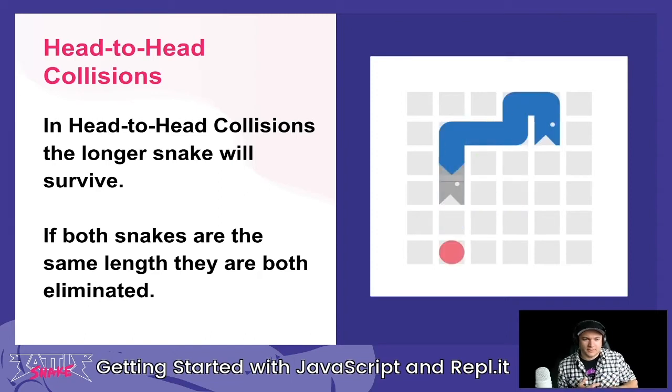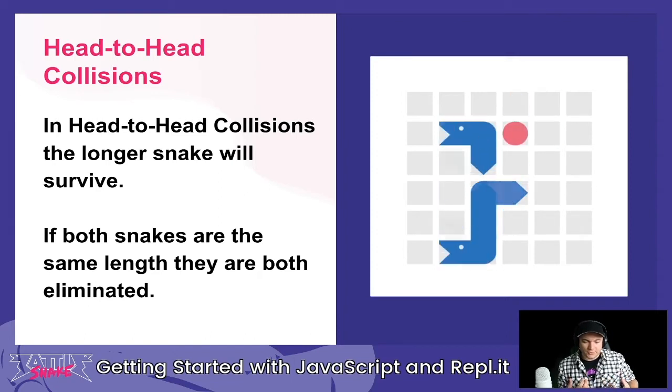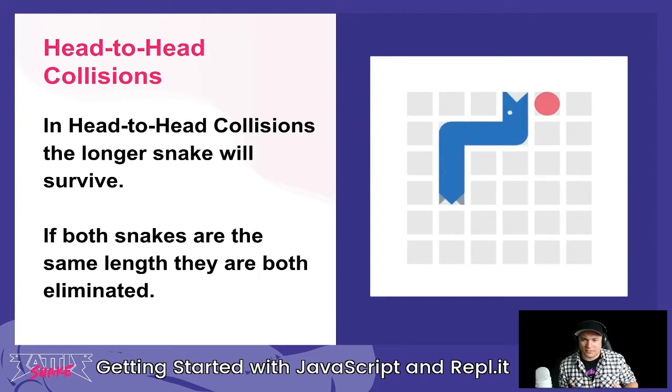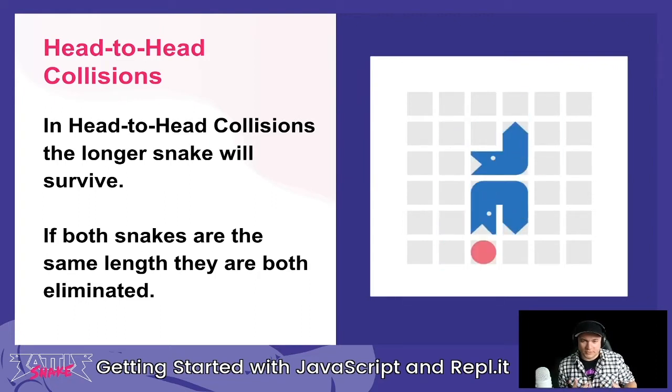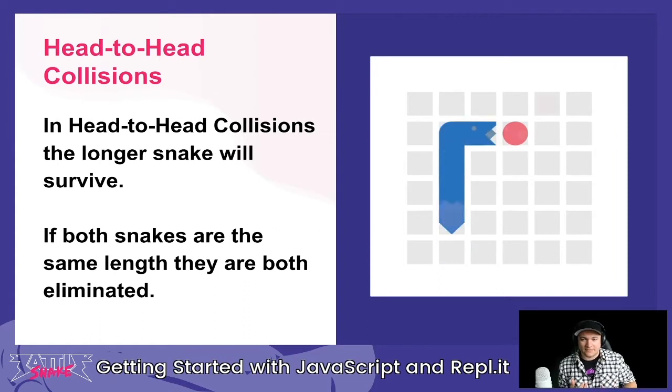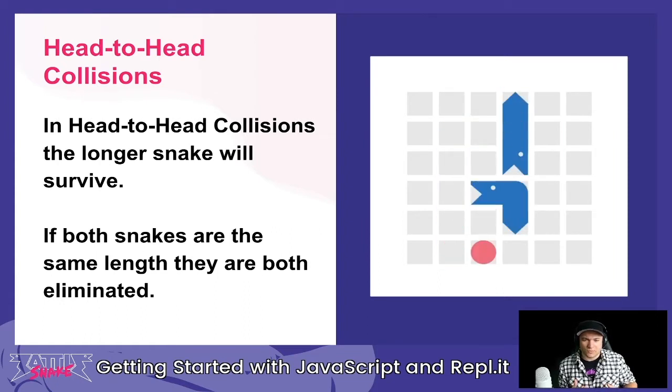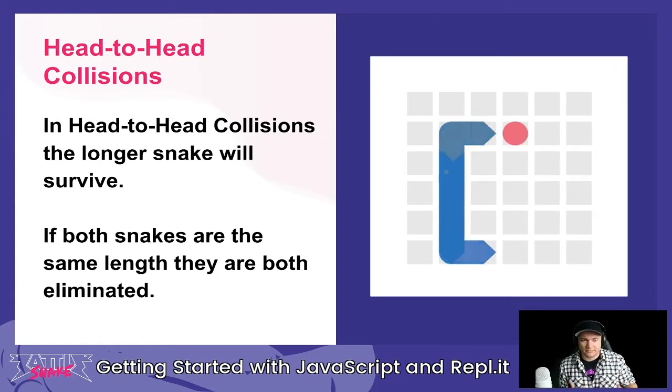So this means that there's advantages to eating food earlier on and gaining that length advantage, which means you can strategically go after and try to be more aggressive in your strategy, and possibly attempt to intentionally eliminate other Battlesnakes that are playing the game.